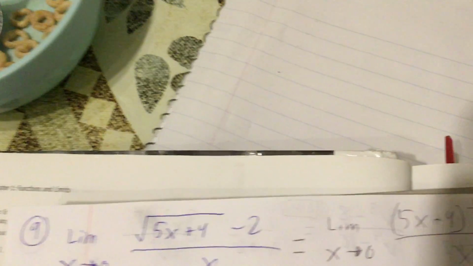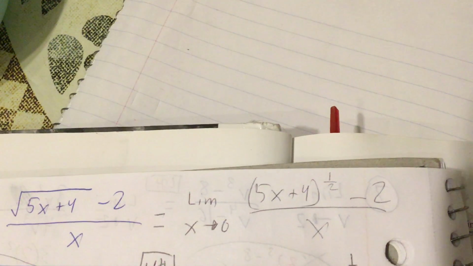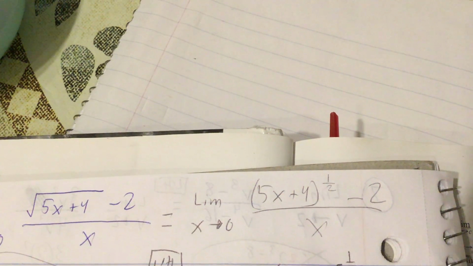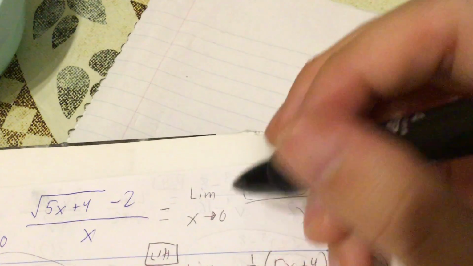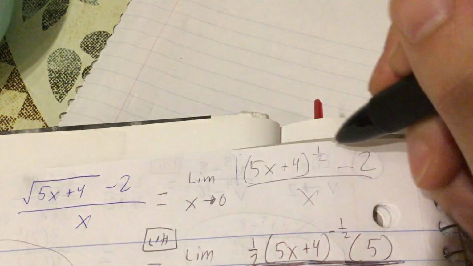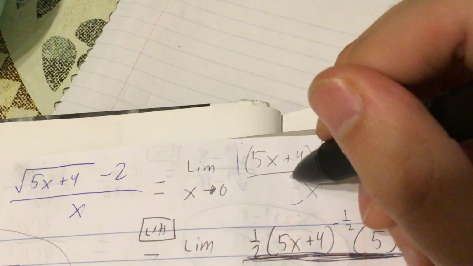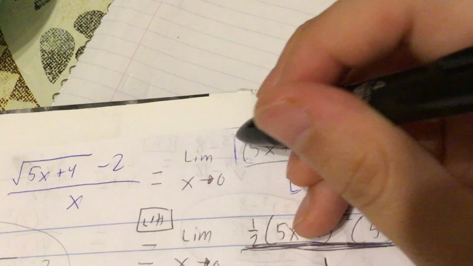So what that means is I take the derivative of the top and the derivative of the bottom. So I get the limit as x approaches 0 for (5x plus 4) to the 1/2 power minus 2, over x. And I'm going to differentiate the top and differentiate the bottom. So I'm going to prime the top, prime the bottom, d/dx the top, d/dx the bottom.